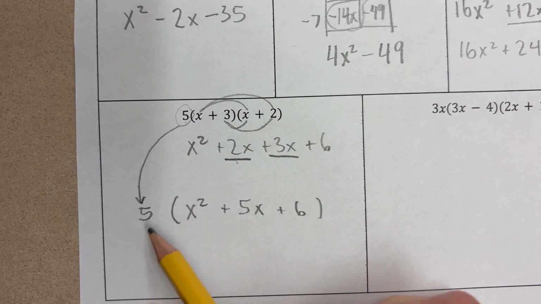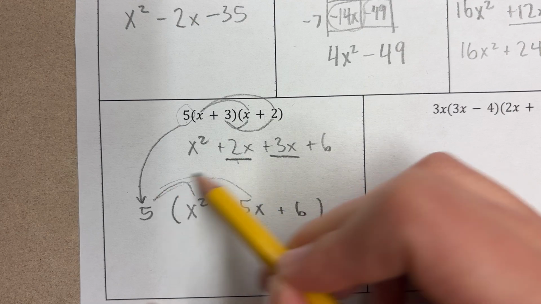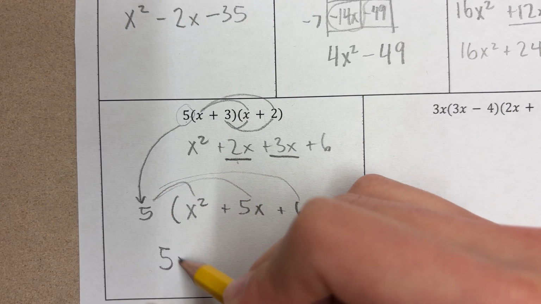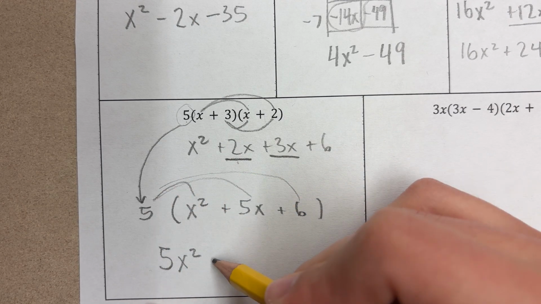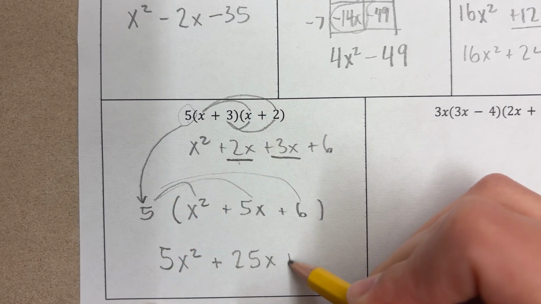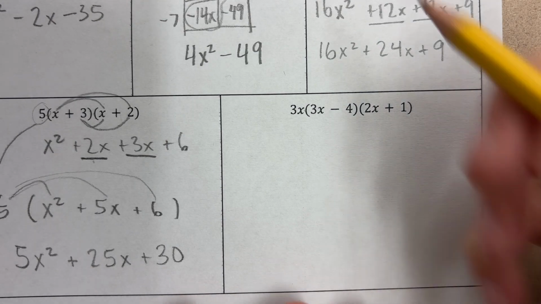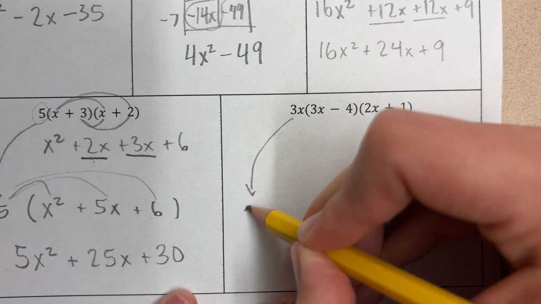Okay, now look, I brought this down just because I was going to forget it otherwise. Okay, now I'm going to multiply in that 5. So 5x squared. Then I have 25x. 5 times 6 is 30. Okay, that's my answer.